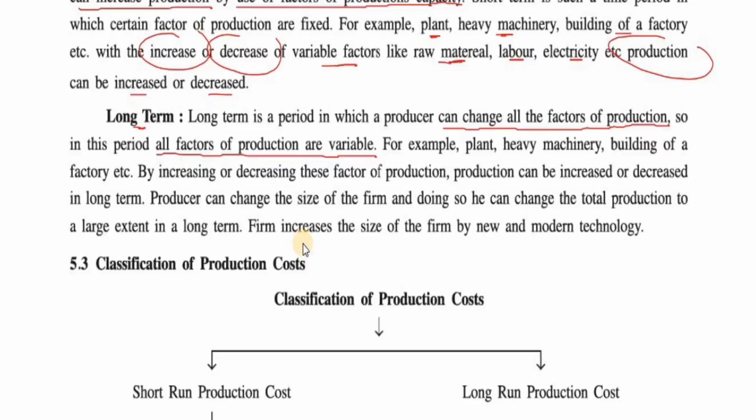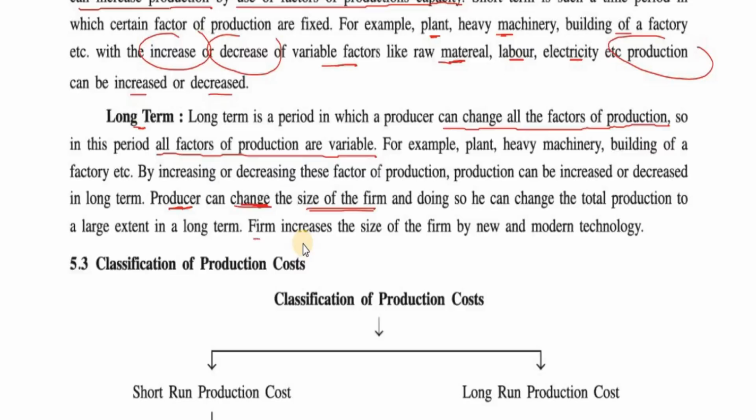The factors of production are now variable, there is no fixed factor of production now. So plant, heavy machinery, building, etc. By increasing or decreasing these factors of production, we can increase or decrease the production also in the long term. So the producer can change the size of the firm, he can make it big, he can make it small, and by doing so he can change the total production to a large extent in the long term.